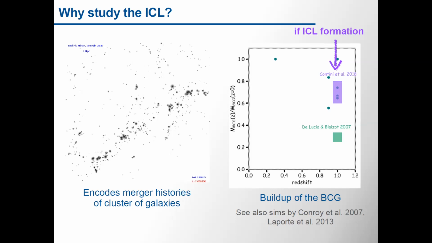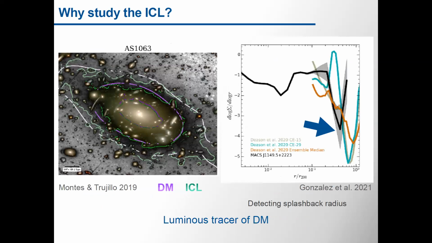And of course, there's another aspect: we can use the intracluster light as a luminous tracer of the distribution of dark matter in clusters of galaxies. And why is that? That's because it's an extended component, around hundreds of kiloparsecs, which is similar to the dark matter in clusters of galaxies. And also, these stars are not bound to any galaxy, so they are floating, following the potential of the cluster. And most of the potential of the cluster is dark matter.